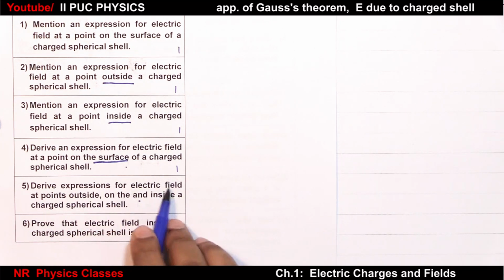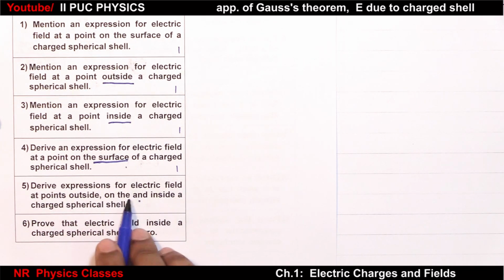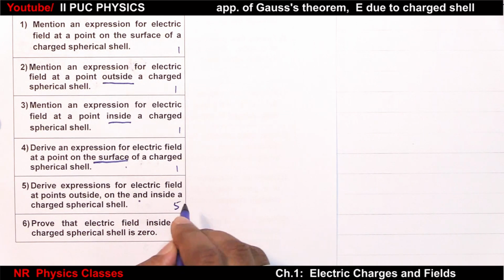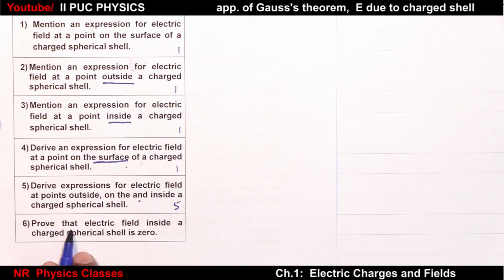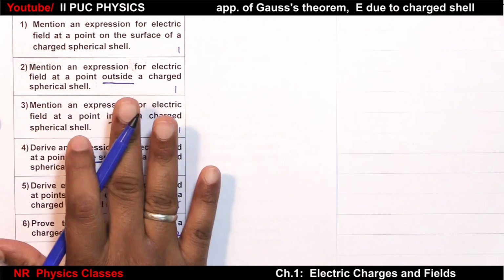Derive expressions for electric field at points outside, on the surface and inside a charged spherical shell. You have to discuss all the 3, so naturally for 5 marks. Prove that electric field inside a charged spherical shell is 0. This is for 2 marks or 3 marks. You have to discuss only the third case, inside the shell. Okay, so these are the probable questions.